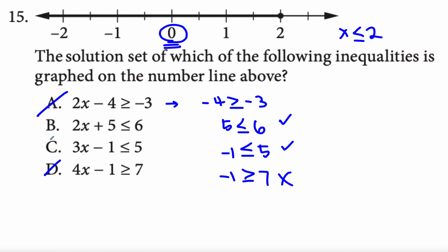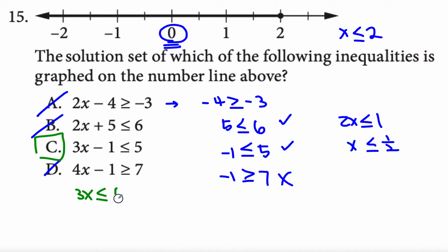Now, in this case, let me try to go for B first. Then I'm going to subtract 5, so then we get 2x is less than or equal to 1, and then when I divide by 2, x has to be less than or equal to 1/2. But my original answer is x has to be less than or equal to 2, so therefore B is out as well. That means C must be the answer. Let's look at it just to check. 3x, when I add 1 to each side, then we get 3x is less than or equal to 6. And now when I divide each side by 3, then x is less than or equal to 2. So as we wanted to see, choice C was my answer.